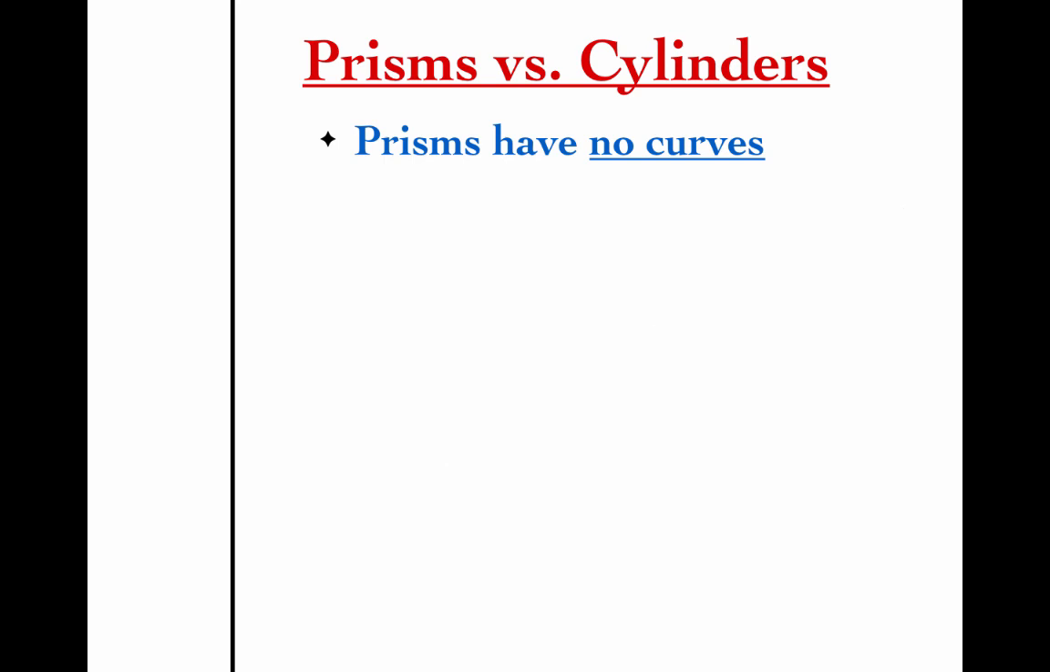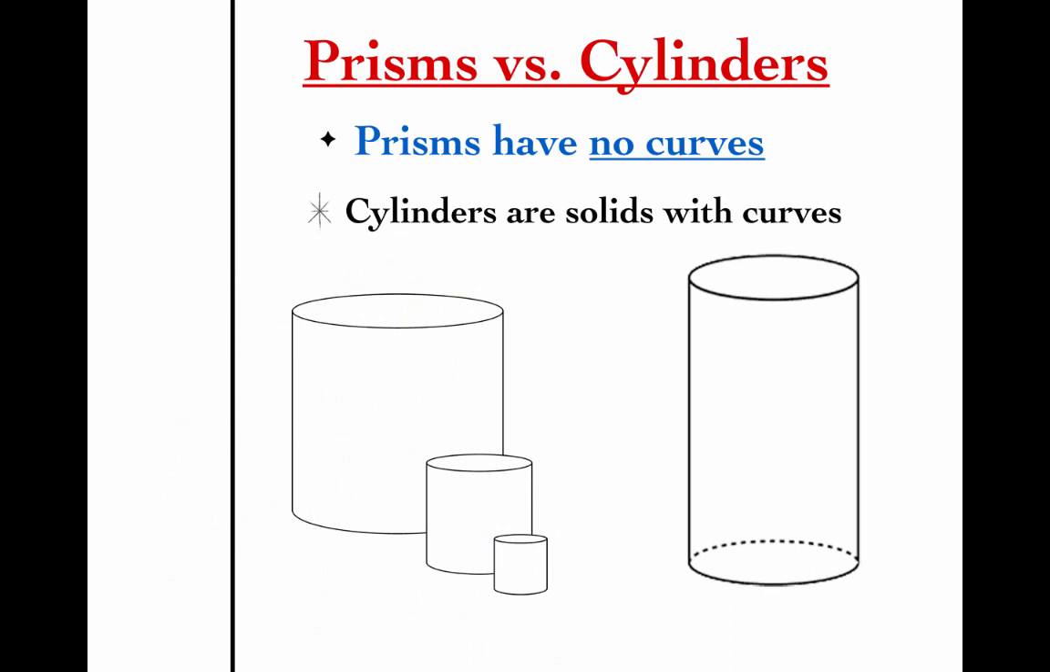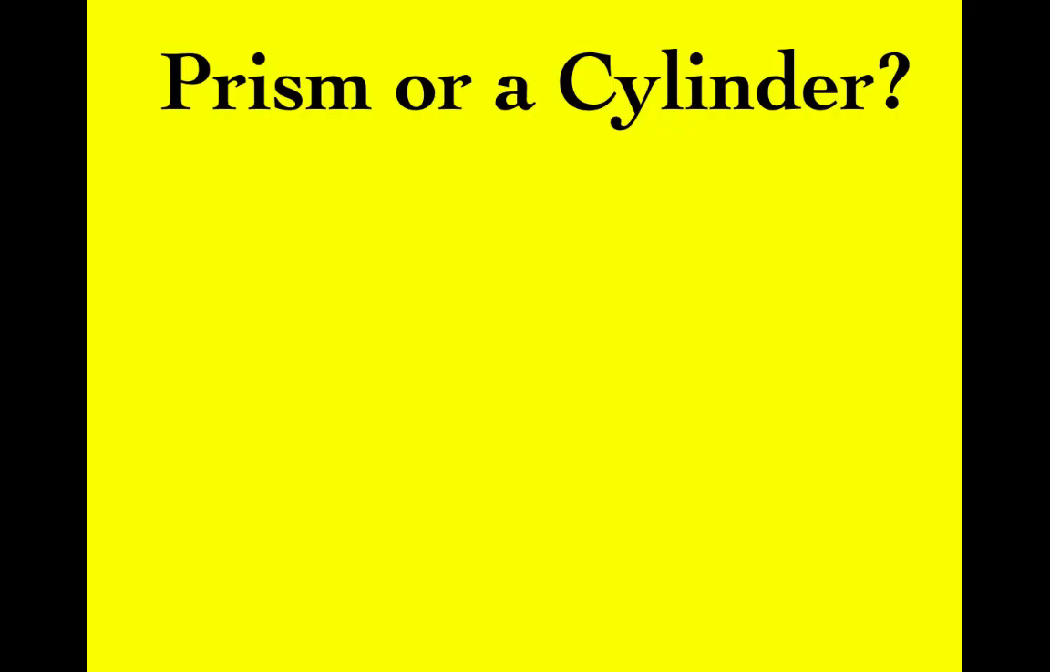Cylinders, on the other hand, are curved. Cylinders are solids with curves, so they look more like this. I think of a can of soup, kind of. So prisms do not have any curves and cylinders do. That's kind of the difference between them. Go ahead and put your pencil down. Just make a couple of guesses here.